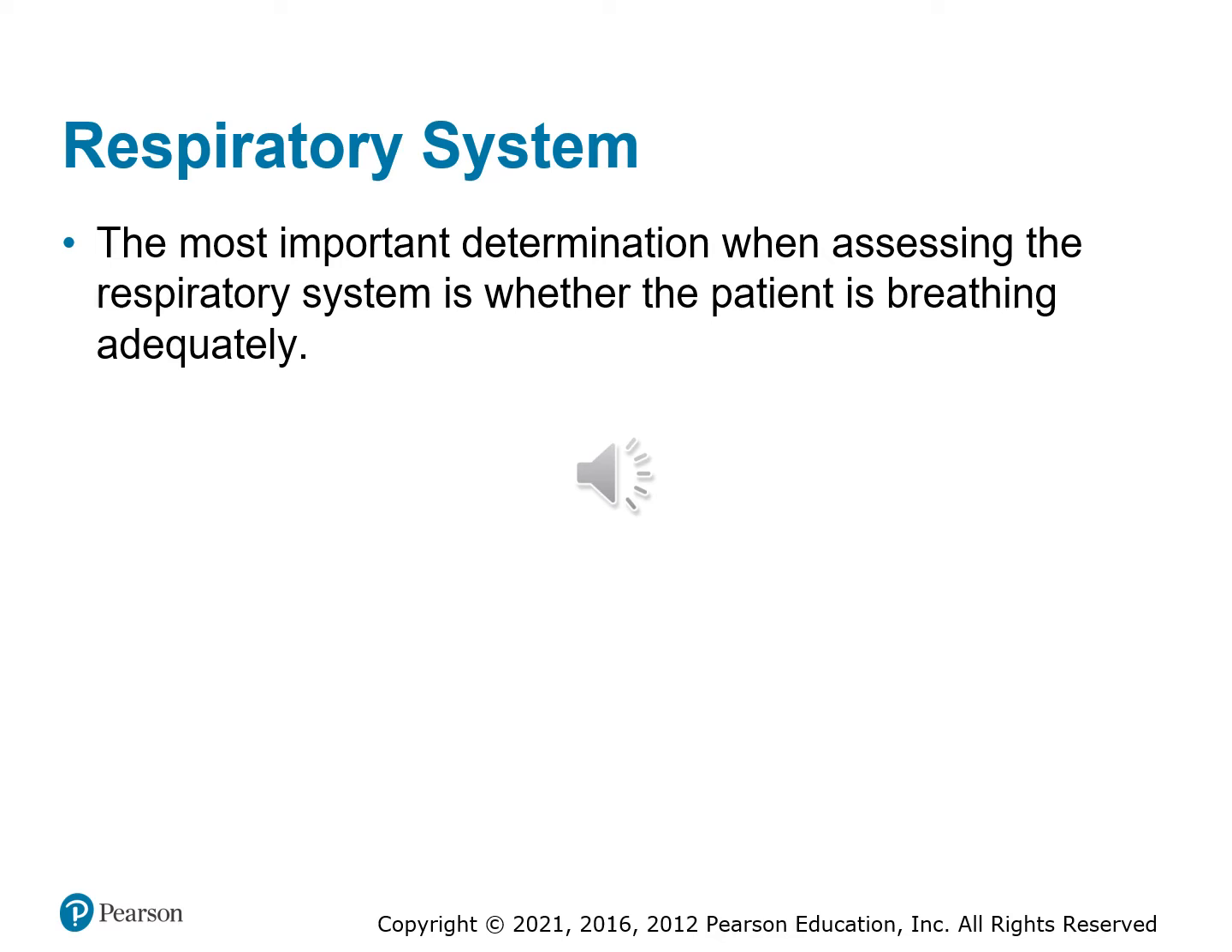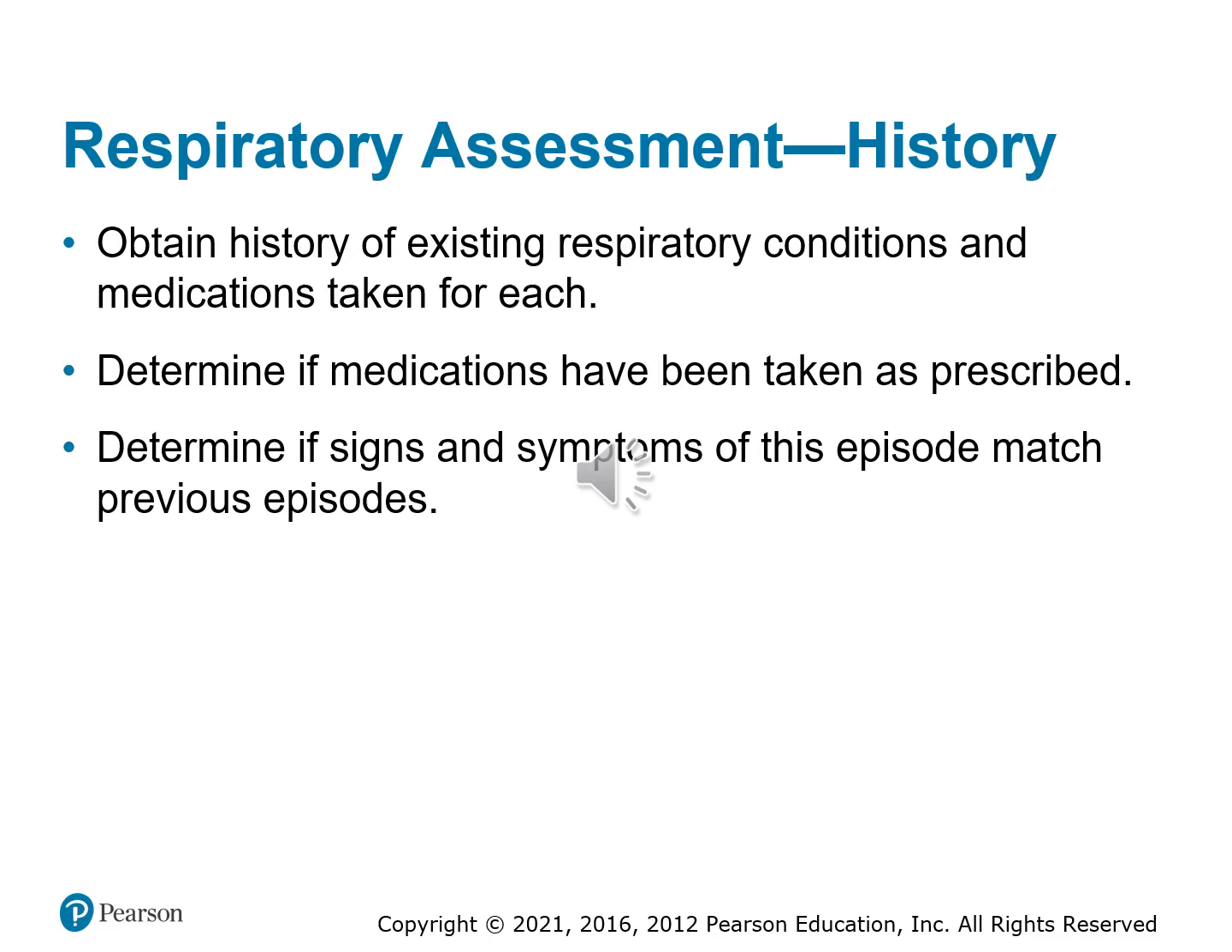Okay, we're going to start breaking it down into body systems. First off, the respiratory system. This is really one of the most important systems that we need to assess, and that's because we know that the breathing and the circulatory system go hand in hand. If the patient is not breathing adequately, we're going to have some major problems.